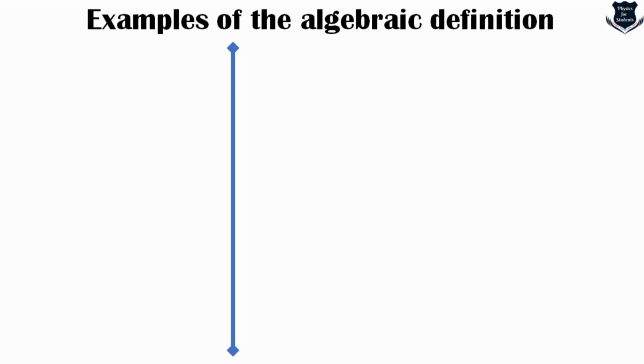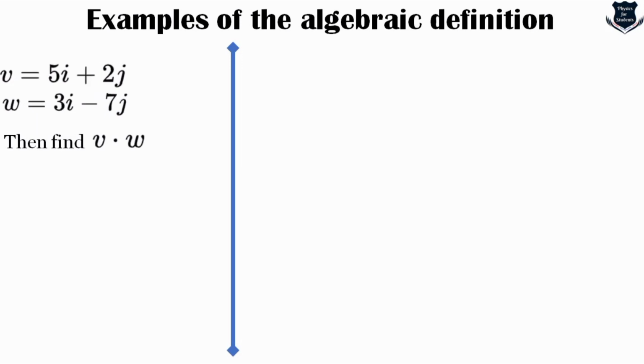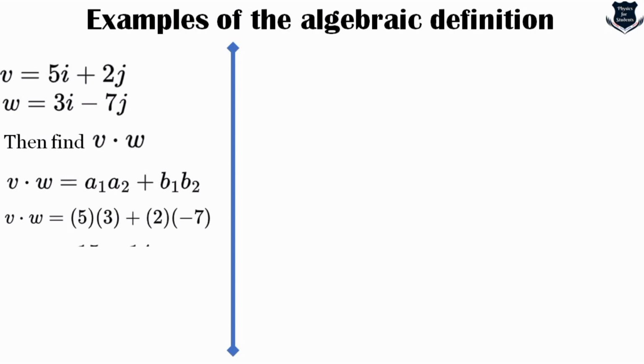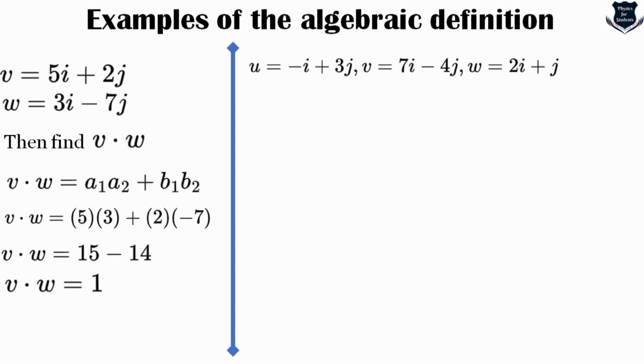Okay, a quick demonstration, a few numerical examples, I'm sure, is going to help you. If you're trying to get the dot product v dot w, where v is 5i plus 2j and w equals 3i minus 7j, then v dot w equals this formula. We just plug in those values and we get v dot w equals 1.